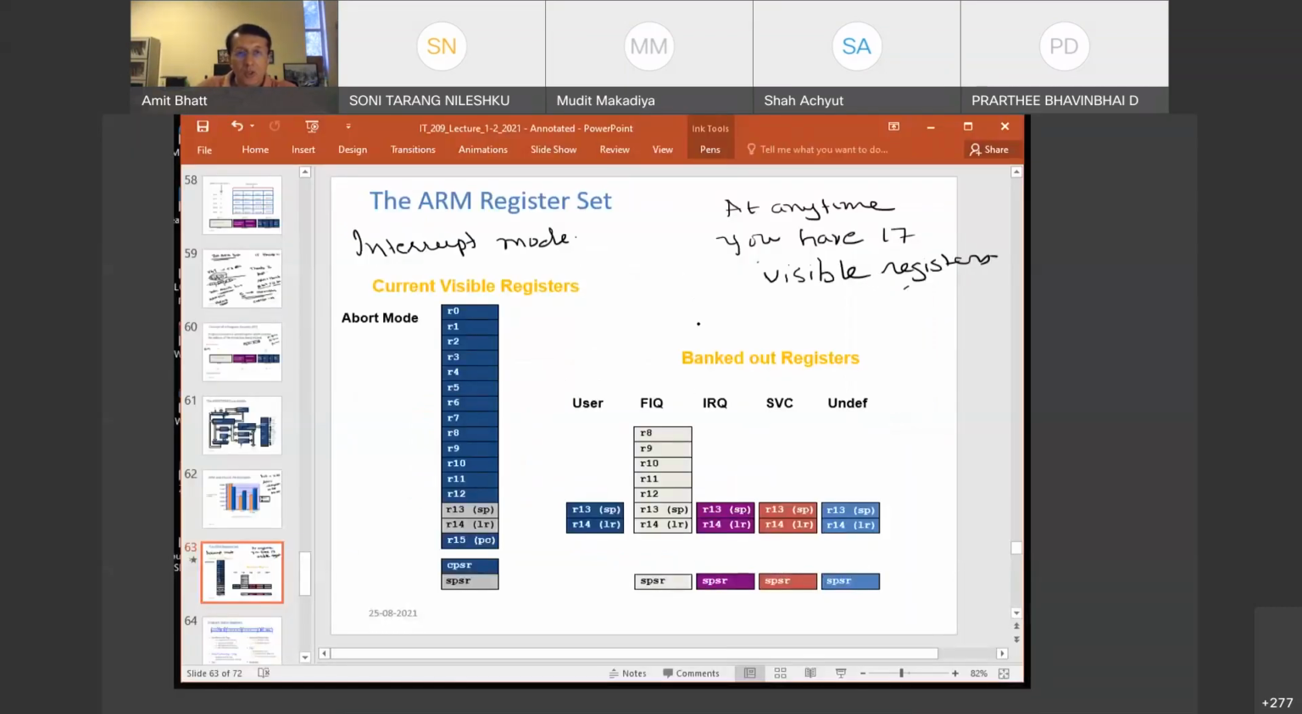Okay, so this is FIQ, which stands for fast interrupt request, or fast interrupt.